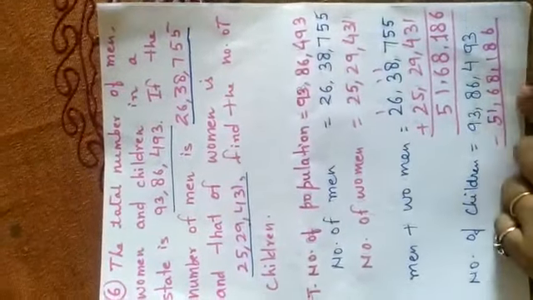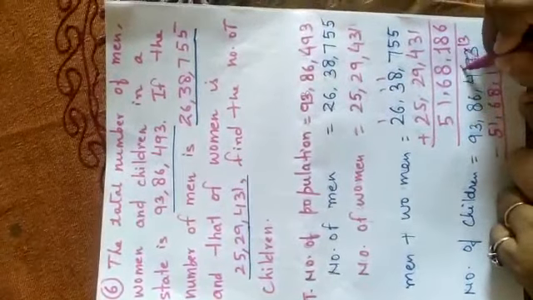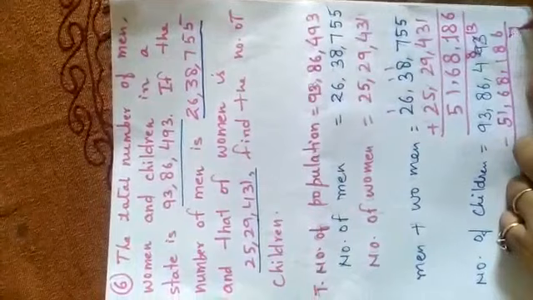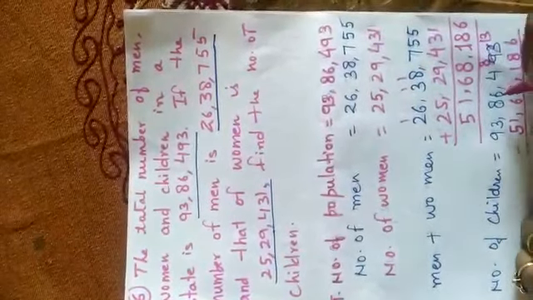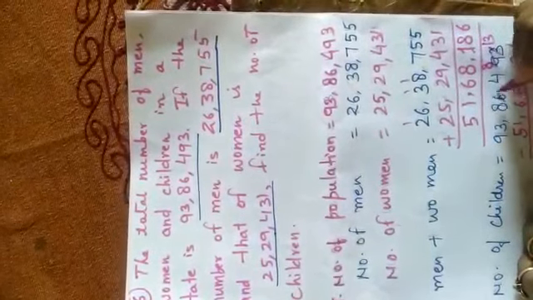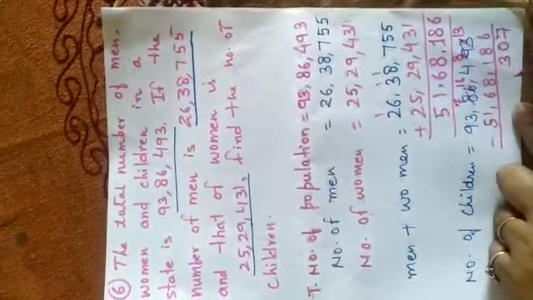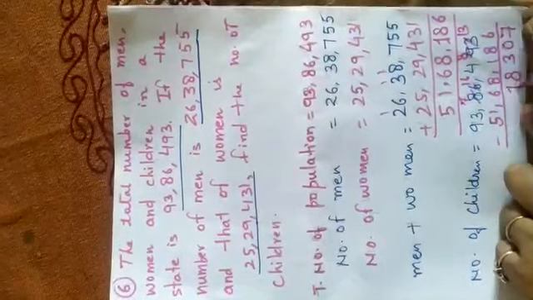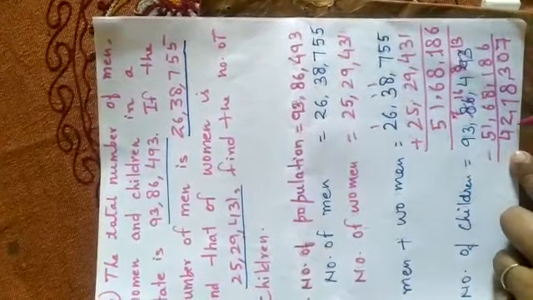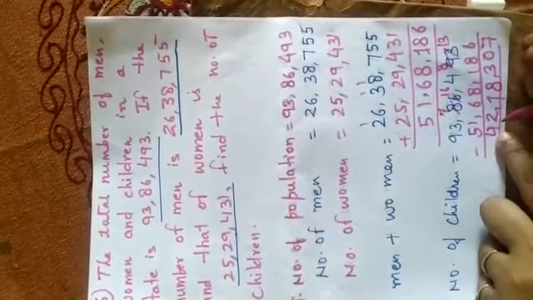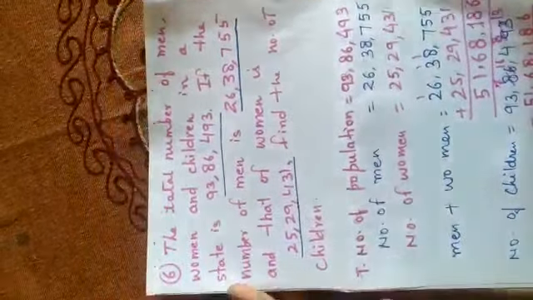Now let's start from this extreme right side. So 3 will become 13 and 9 will reduce to 8. 13 minus 6, 7. Now 8 minus 8, 0. 4 minus 1, 3. Again 6. 6 will become 16 after borrowing from 8. 8 will reduce to 7. 16 minus 8, 8. 7 minus 6, 1. 3 minus 1, 2. 9 minus 5, 4. So total number of children in the state is 42,18,307. So this is the answer.